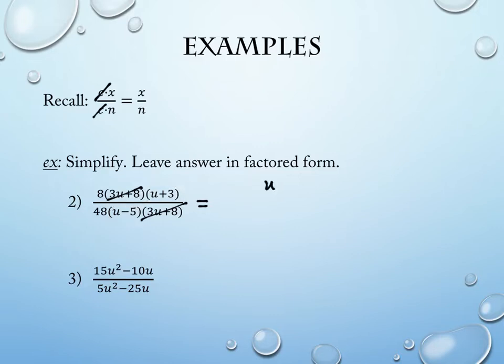Let's say, ignore the numbers 8 and 48 in front. We'll deal with those in a minute. But let's say we did this: u plus 3 over u minus 5.